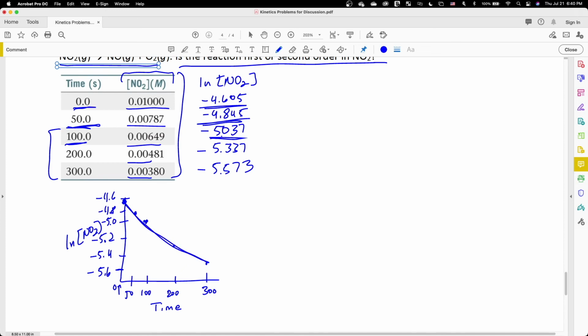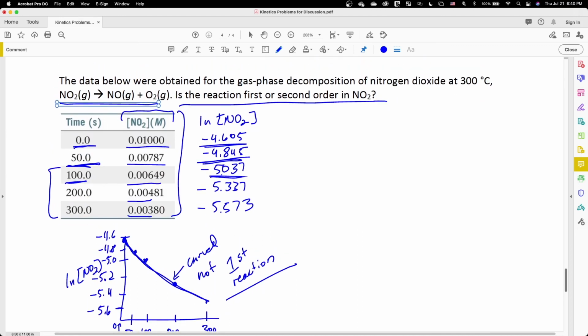You can see that the line is not straight. The line is slightly curved. And if it's curved, that means that it is not a first order reaction. I'm sorry it looks so messy here, but it's hard to draw a nice looking graph using an iPad. So if it's not a first order reaction, well, the question only gave us two options: first order or second order. So it must be a second order reaction.